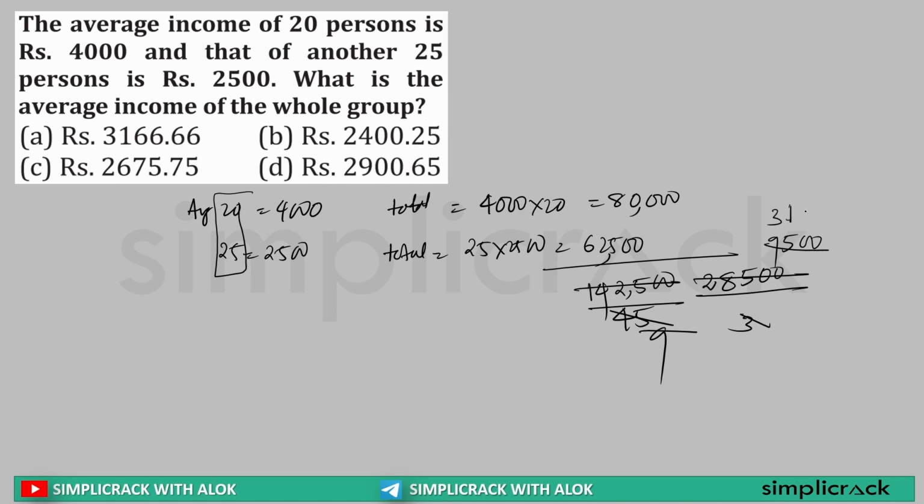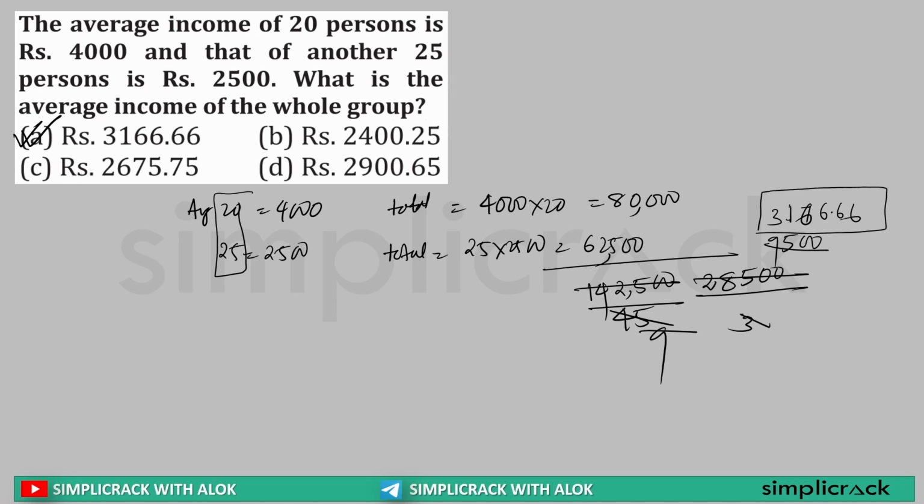Now again this thing can be written as, sir, 3 3s are 9. 3 1s are 1. 2 0. Sir, 3 6s are 18. 3 6s are 18. So the answer to this whole question will be 3166.66.